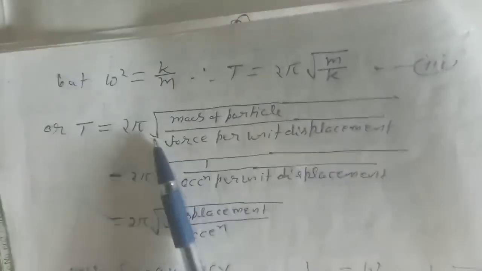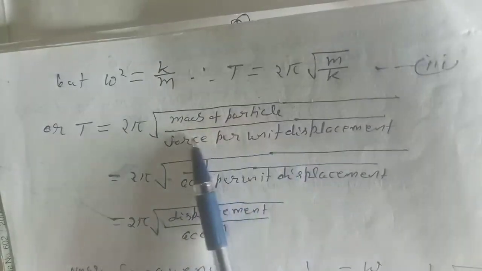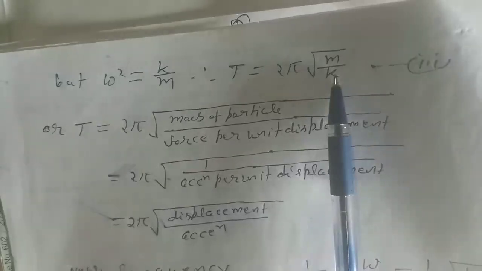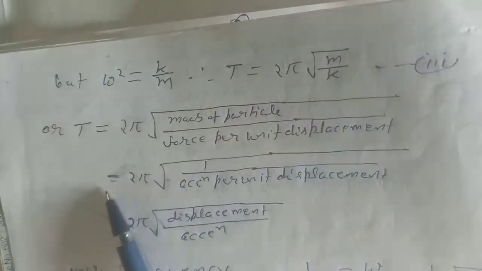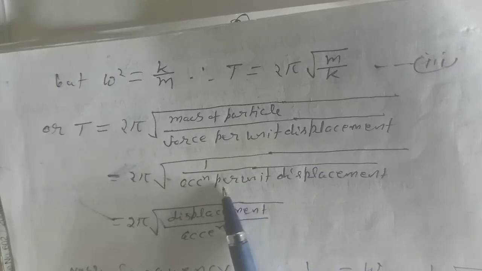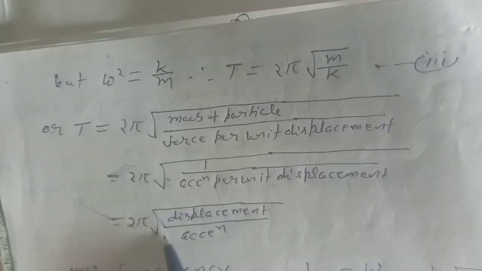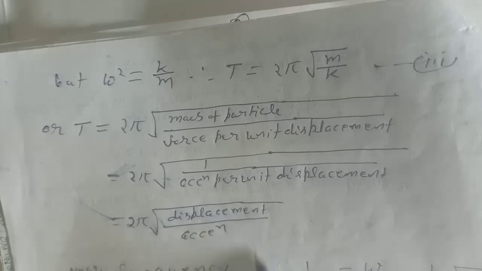Next, again we have ω² = k/m, hence T will be equal to 2π√(m/k), and we can write T = 2π√(mass of the particle divided by force per unit displacement). This represents force per unit displacement, and this can also be written as 2π√(1 divided by acceleration per unit displacement), or 2π√(displacement/acceleration).